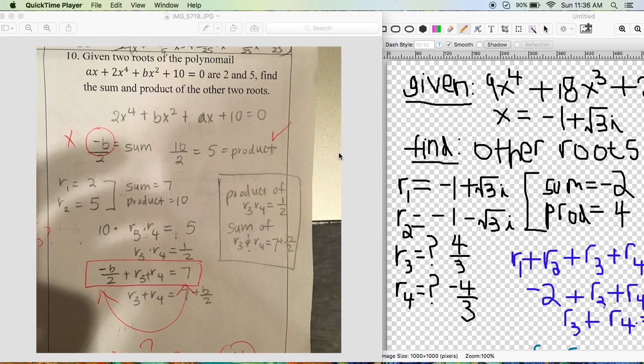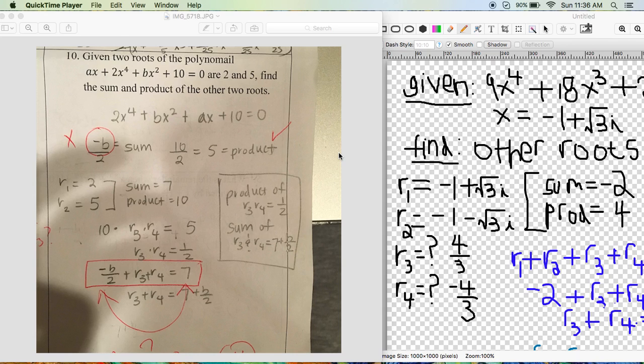Okay, so the problem that I'm doing is an extension for number 10 on test number 3. Number 10 asks for the sum and product of the two other roots that are missing from the polynomial ax plus 2x to the fourth plus bx squared plus 10 equals 0. The problem already gives you two roots, which is 2 and 5, and you have to find the sum and product of the other two roots.